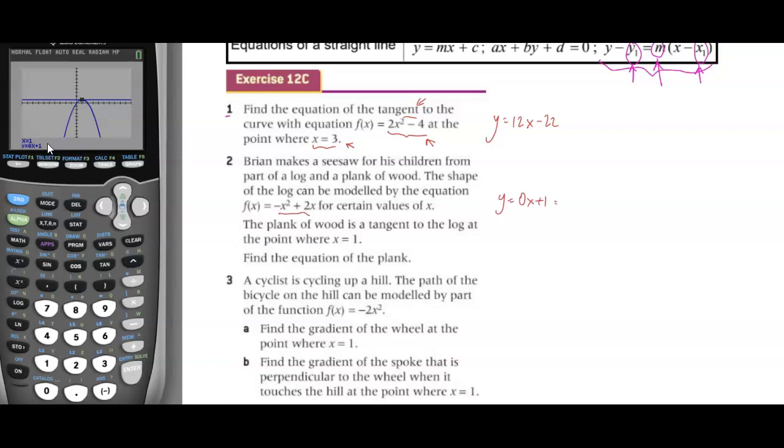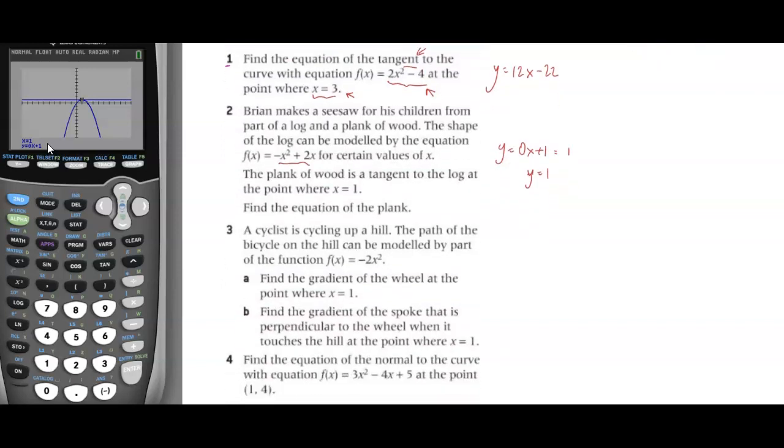Isn't 0x the same thing as 0? So basically it's y equals 1. It's a horizontal line, right? Y equals 1. Okay, so there's the equation of the plank. It's just y equals 1. That was easy, right? A little bit tricky because y equals 0x plus 1 can be simplified to 1.